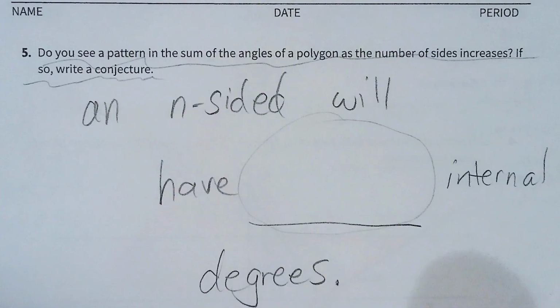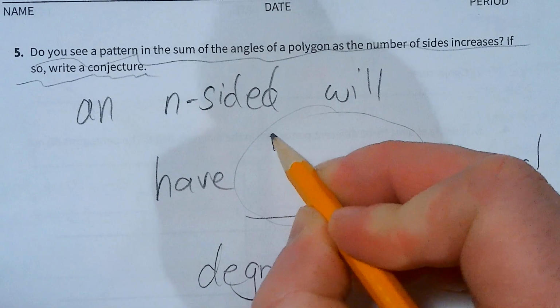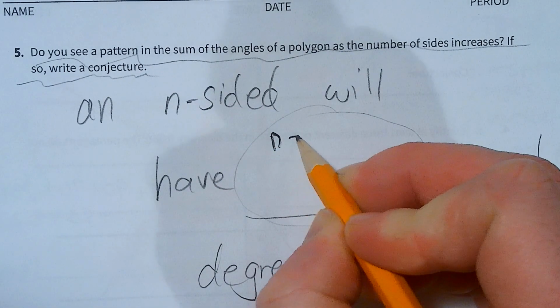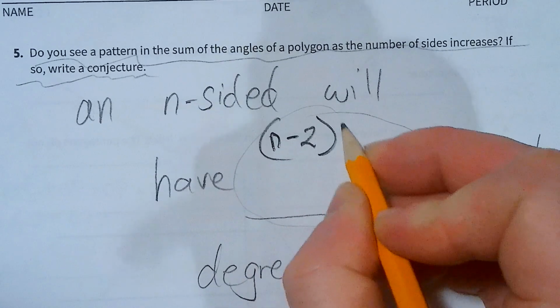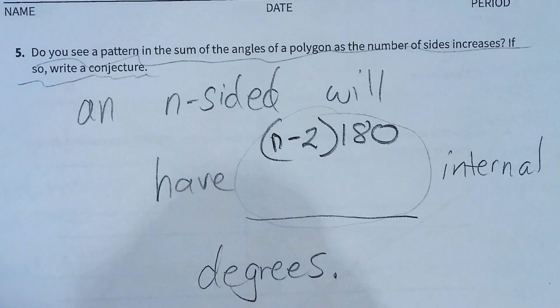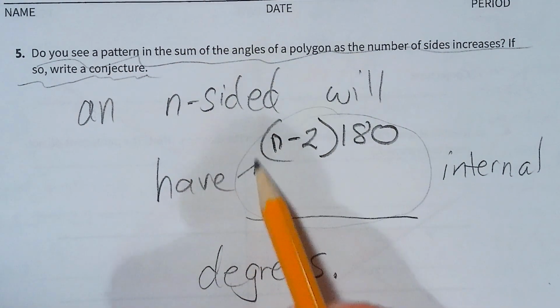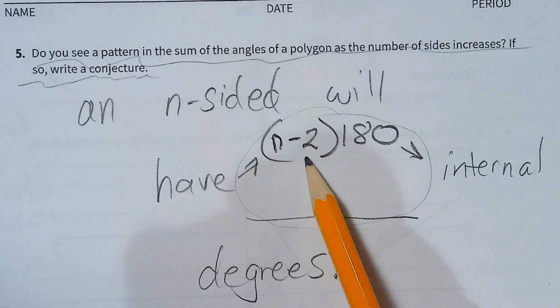If you figured this out, you take the sides and you subtract 2, and then you multiply by 180. I don't know why I wrote it floating up there so badly. I thought there was going to be a division symbol, but there's not. Let's see, does that work?